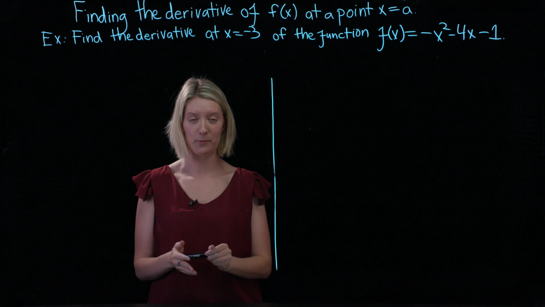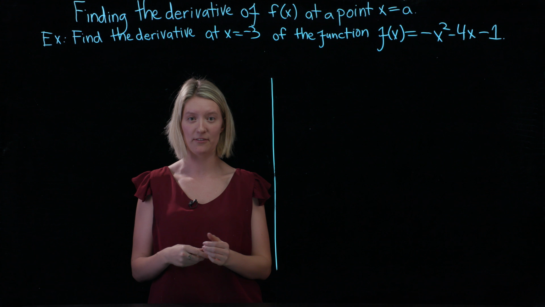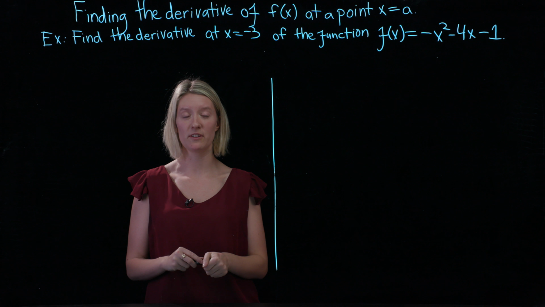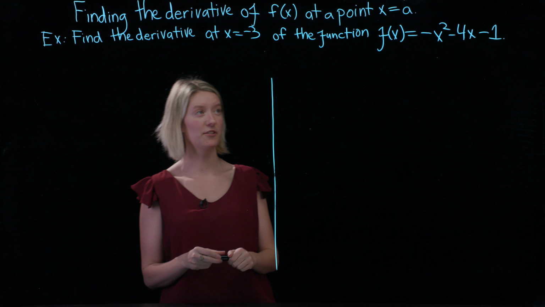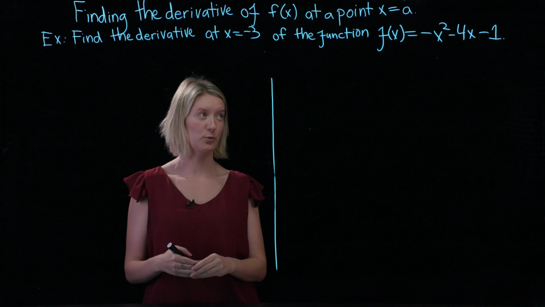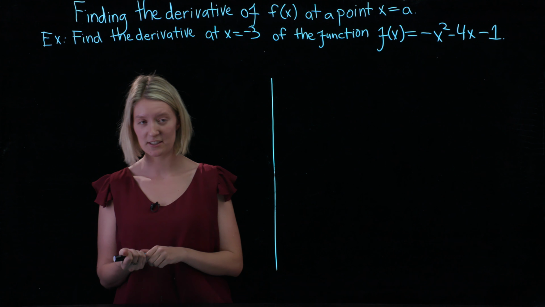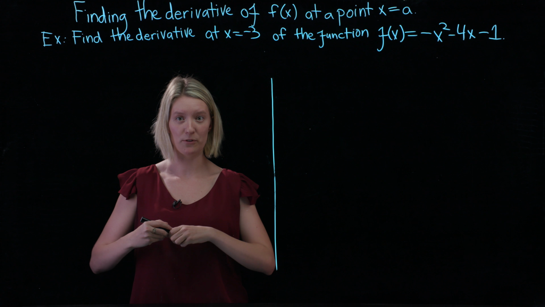So in this video, we're going to be talking about how to find the derivative of a function at a particular point. And in this example, we're finding the derivative at x equals -3 of the function f of x equals negative x squared minus 4x minus 1. So the derivative is the slope of the tangent line to a function.